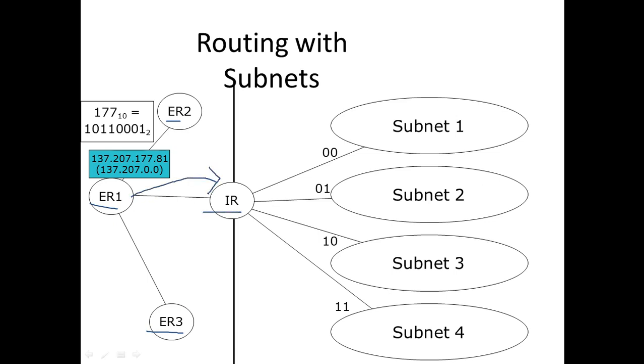This internal router will see what the first bits correspond to. If it is 00, it will send the packet towards this side. If it is 01, it will send the packet to this network. If it is 10, it will send the packet in this network, and if it is 11, it will send the packet to this side. So this is very cool stuff. This is an example of internal routing.